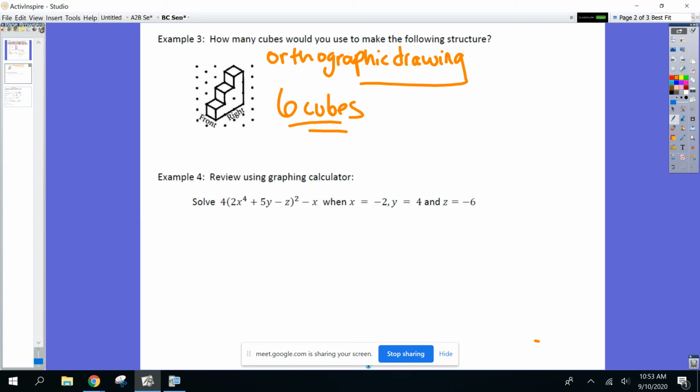So take a look here. This looks like a pretty serious expression. I got 4, 2x to the 4th plus 5y minus z. Then I'm asking you to square it. And then I got minus x on the outside. And I'm asking you to plug in -2 for x, 4 for y, and -6 for z.